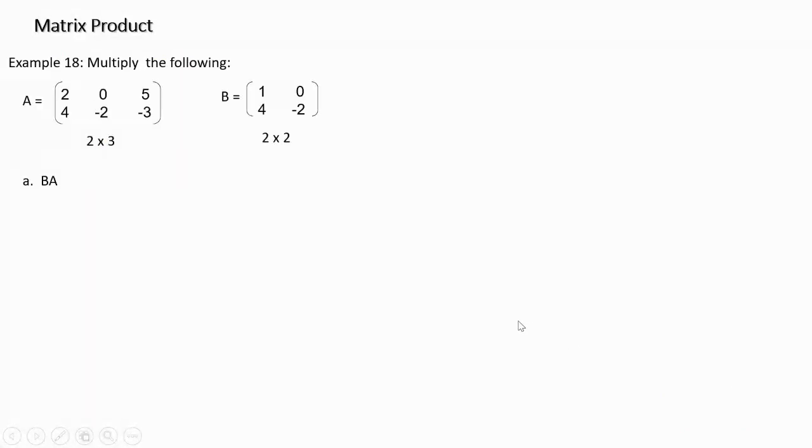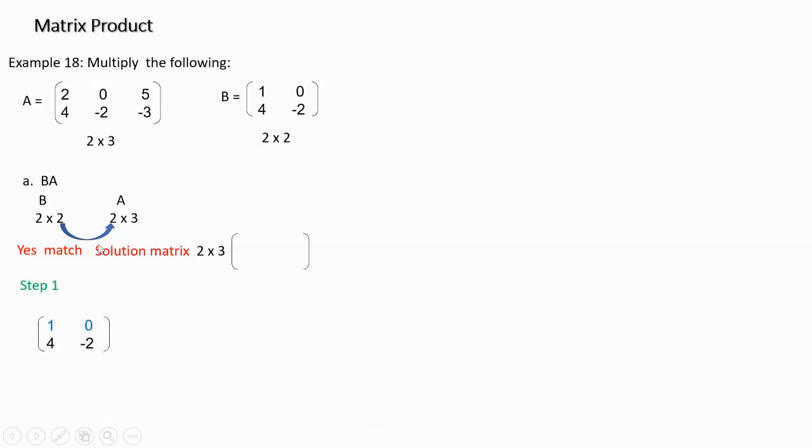Okay, let's do some. So number 18, multiply the following. You have matrix A is 2, 4, 2, 0, 5, 4, negative 2, negative 3. It's a 2 by 3. And matrix B is a 2 by 2. So this is the way the book explains it. Let me show you how the book explains it. So it can be done.